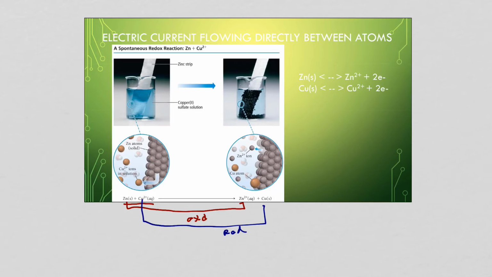So I put that zinc in there, and the copper ions will spontaneously start to accept those electrons to form copper metal at the surface here. And at the same time, the zinc is essentially dissolving. The zinc is being converted into zinc ions, which go into solution. And those electrons that are generated are accepted by the copper ions and form copper metal.